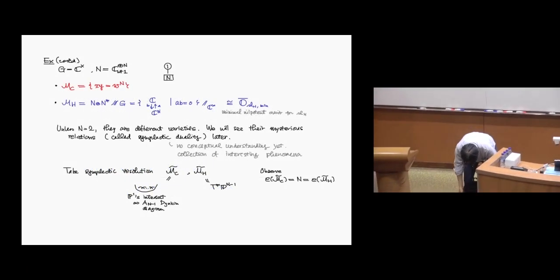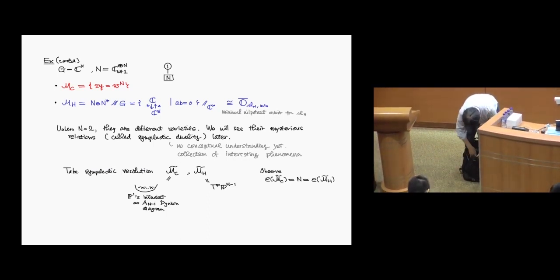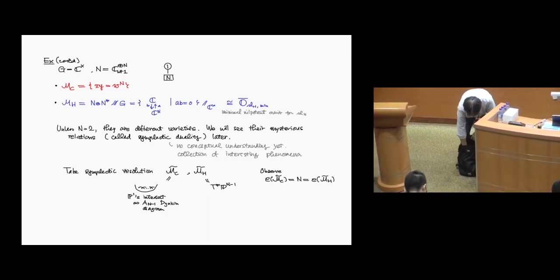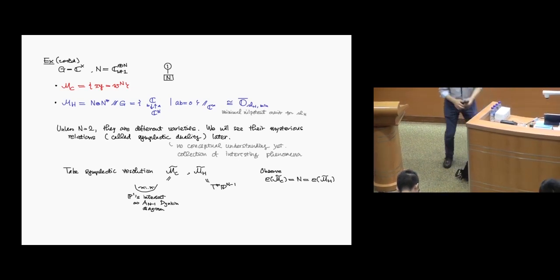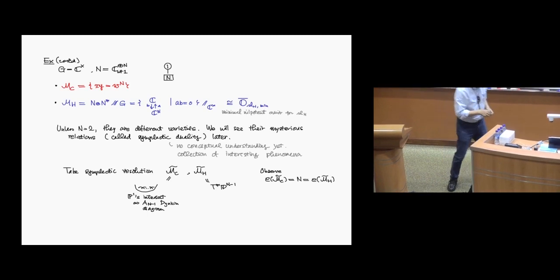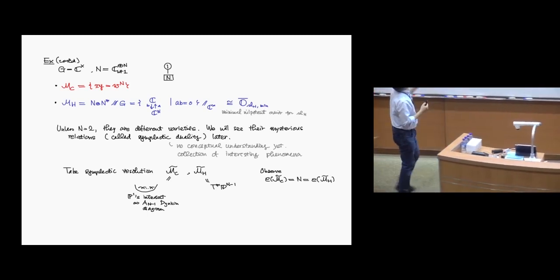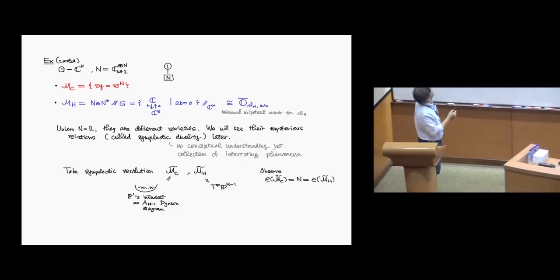Yesterday I explained the Coulomb branch, the definition of the Coulomb branch, and at the end I gave examples, and I also briefly mentioned the Higgs branch, and it seems some people are confused. So I'd like to make it a little bit more clear. So we consider this example.